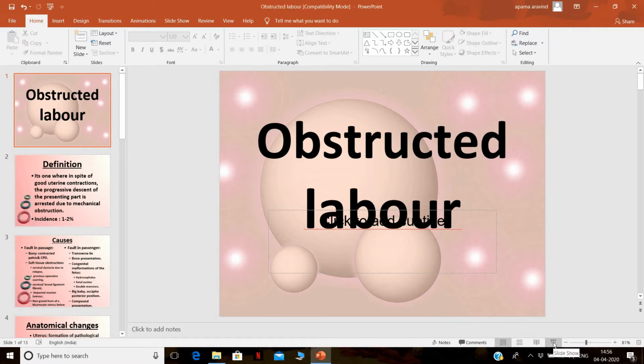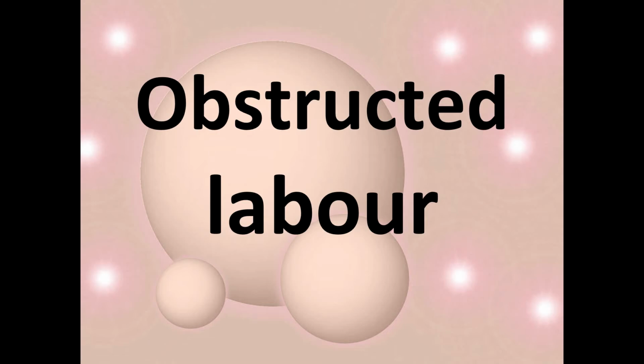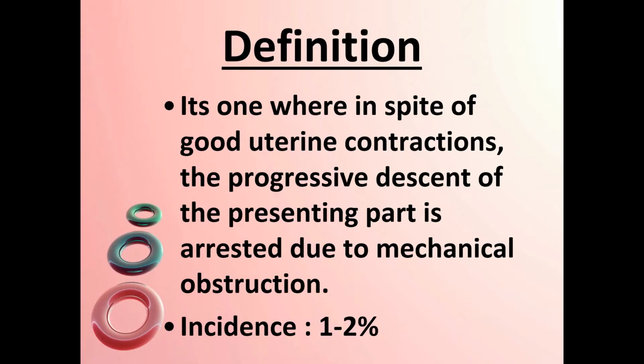Today we'll be talking about obstructed labor. The definition is one wherein, in spite of good uterine contractions, the progressive descent of the presenting part is arrested due to mechanical obstruction. The incidence is around 1 to 2%.